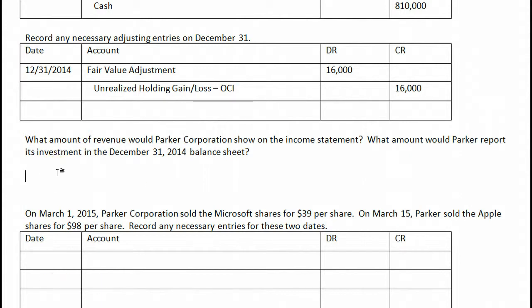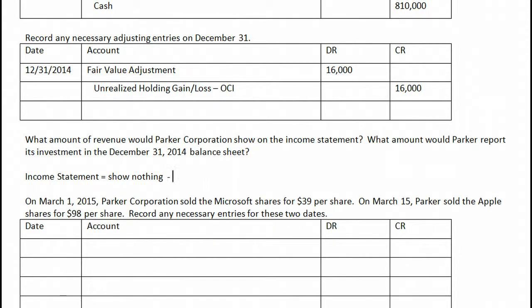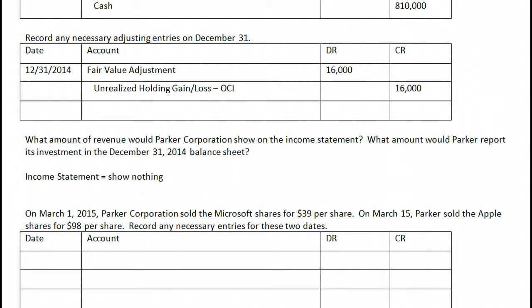Now let's talk about where this information would appear on the income statement and the balance sheet. For available for sale on the income statement, we would actually show nothing in this case because we haven't sold the position. We're holding the position for sale. However, we would show it as part of other comprehensive income. So in other words, as part of the comprehensive income statement, we would actually show the $16,000 as part of other comprehensive income.